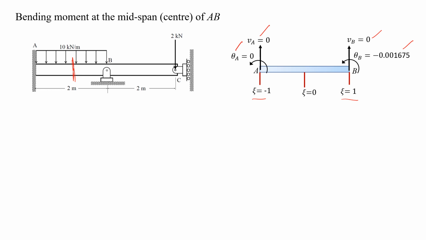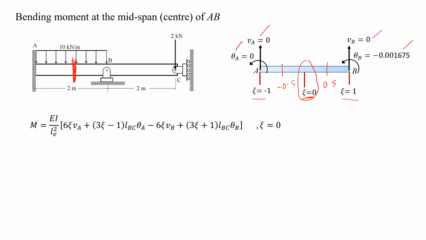In this case, as we would like to know the value at the midspan, we just need to determine the natural coordinate at the middle. Of course, when it is in the middle, zeta will be 0. If somewhere here, I would say zeta equal to negative 0.5. At this point, zeta equal to 0.5. So in the middle, zeta will be equal to 0. Next, we have to refer to the moment equations.